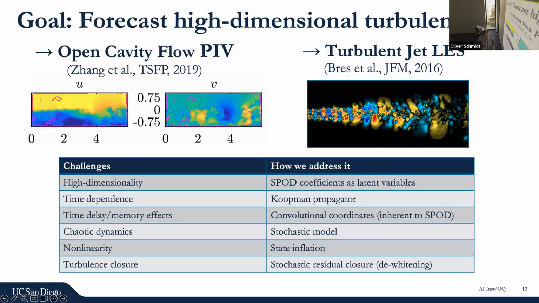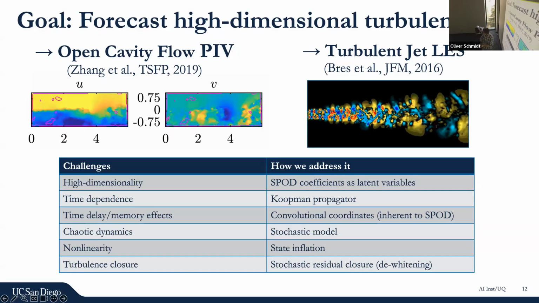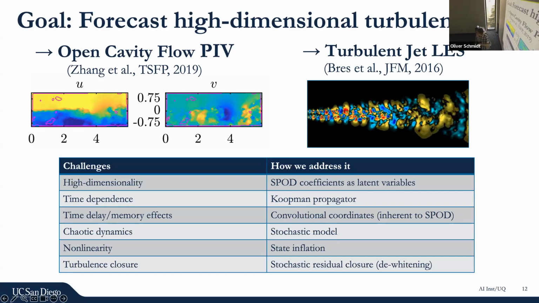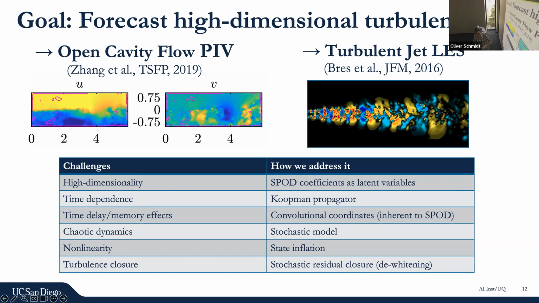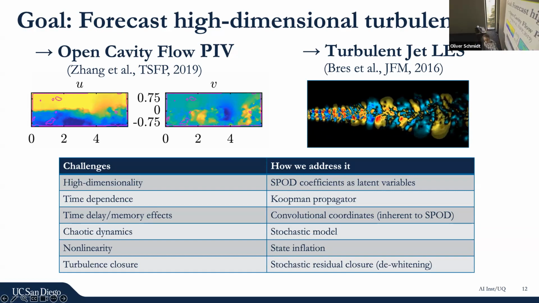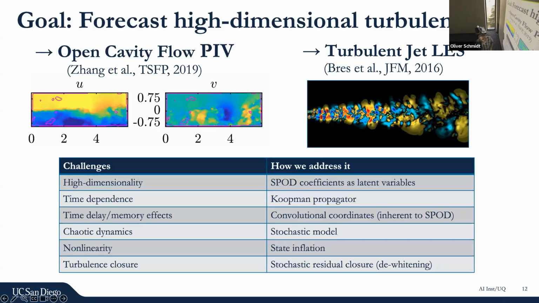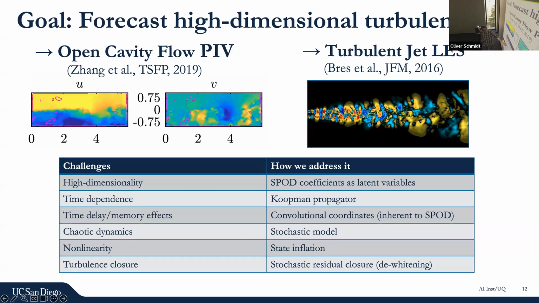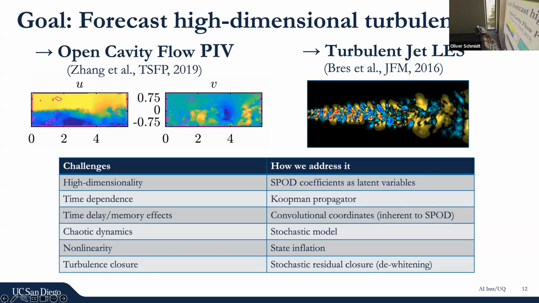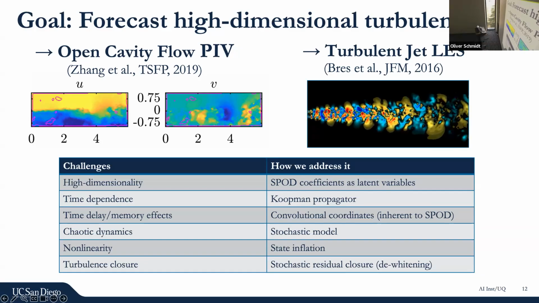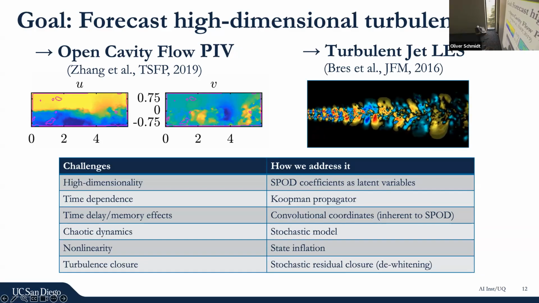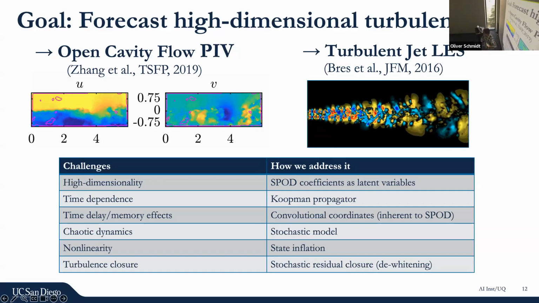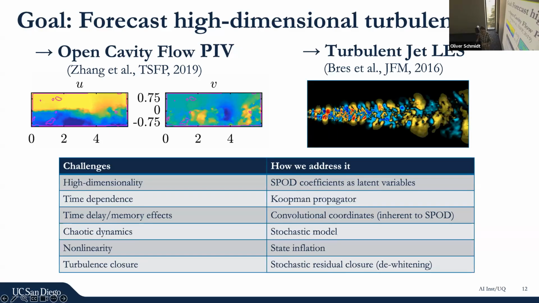Of course, we're going to walk through the entire algorithm. High dimensionality, that's why I just talked about the SPOD, we're going to use the SPOD for latent space compression. So we will evolve in time the SPOD expansion coefficients via a Koopman propagator. The time delay, memory effects, nonlinearity, and so on, that's kind of baked in because if you think about it, the SPOD lives in the frequency domain. To go forth and back, we always need a finite time horizon. So by definition, by construction, this model is going to be convolutional in nature.